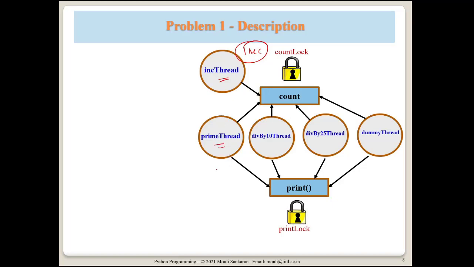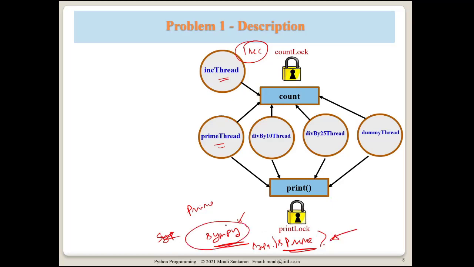The prime thread is going to use one library function. I forget the implementation. It is the sympy library, and it has an is prime function. So you have to import sympy and then call sympy.isprime. You can also find out yourself how to check whether a given number is prime or not, but I don't want you to write the code for it. You can use the library function. I use the sympy library, which has an isprime method, I think.